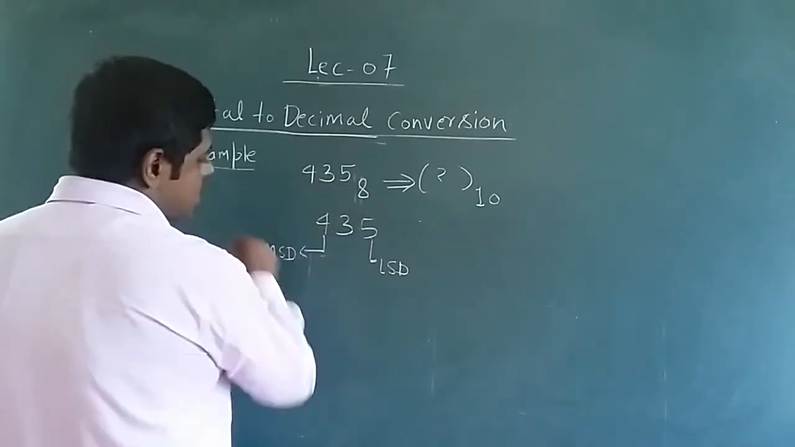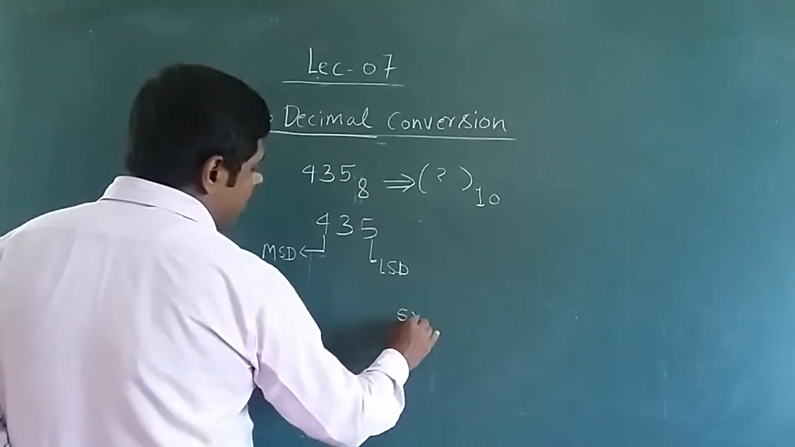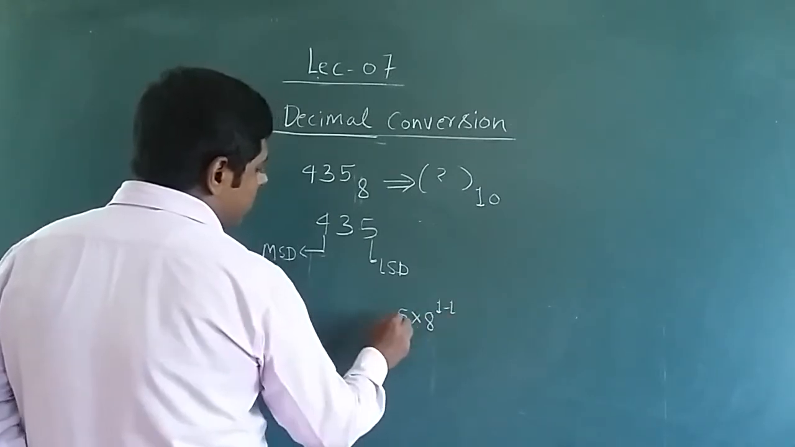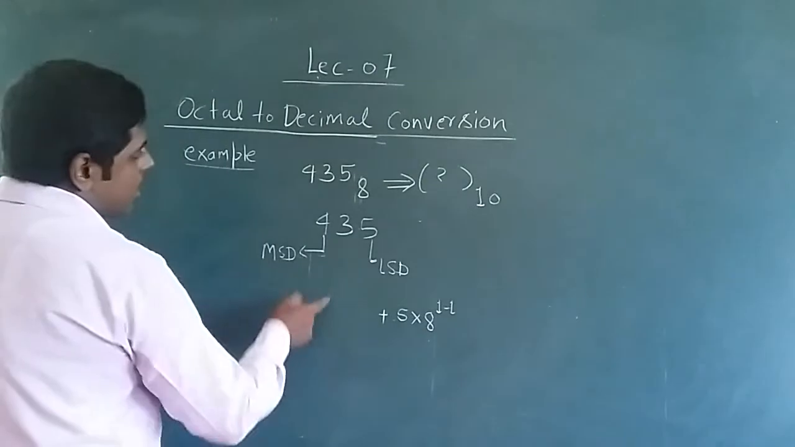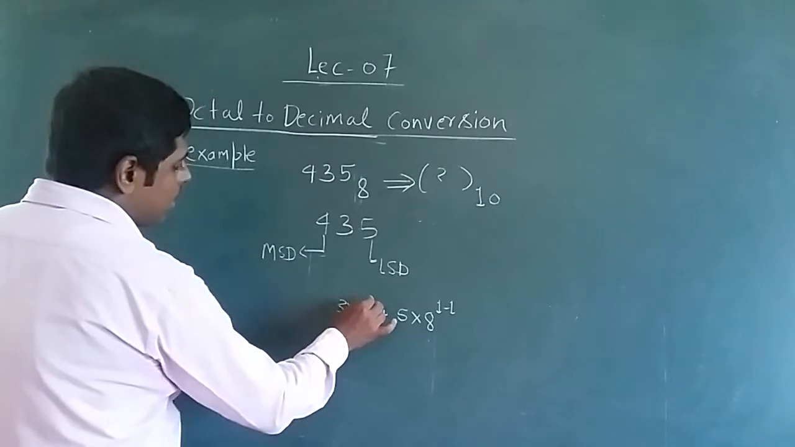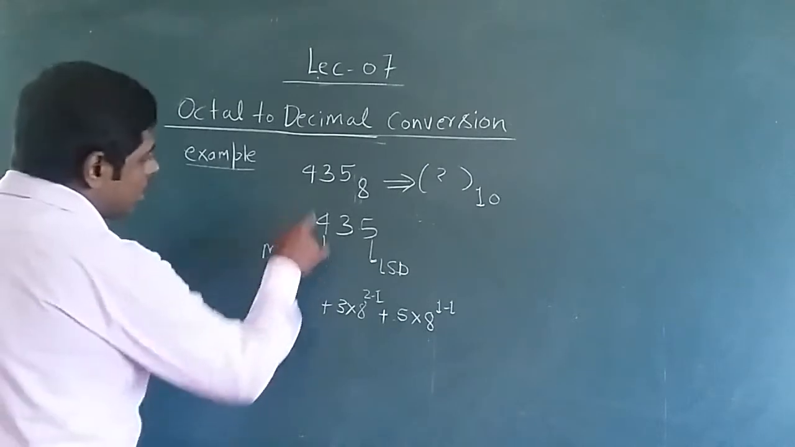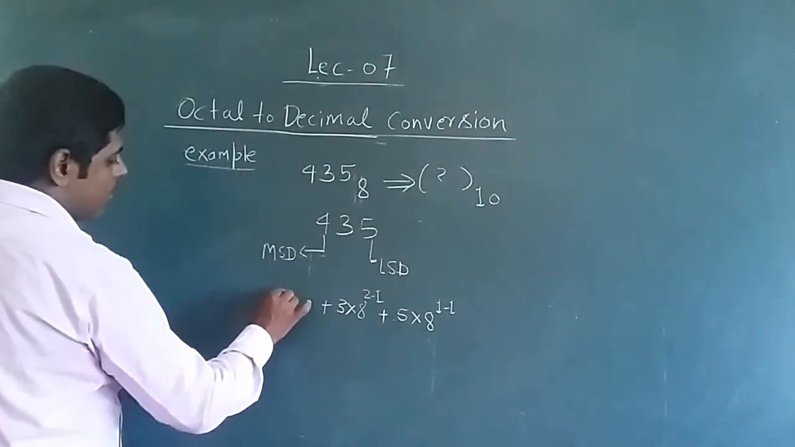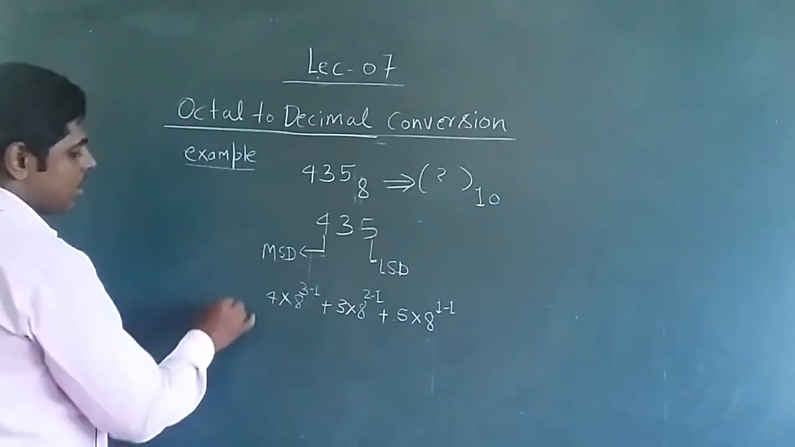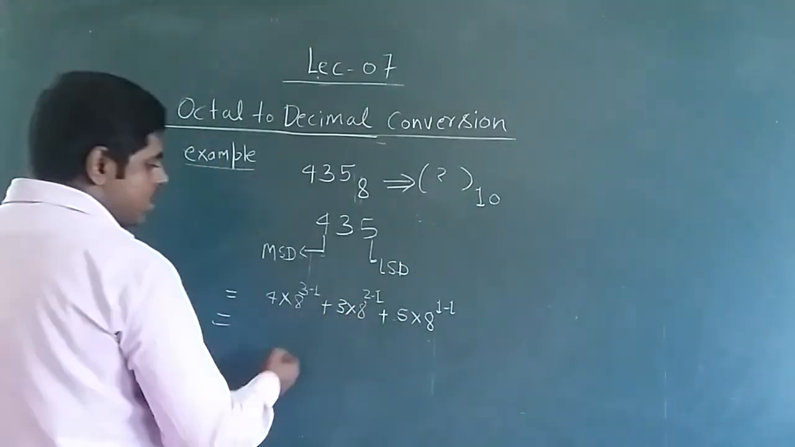The first digit is 5, and 5 is to be multiplied by 8 power 1 minus 1, and once again the next digit 3 is going to be multiplied by 8 power 2 minus 1, and in a similar way 4 is to be multiplied by 8 power 3 minus 1. Now we will solve these.